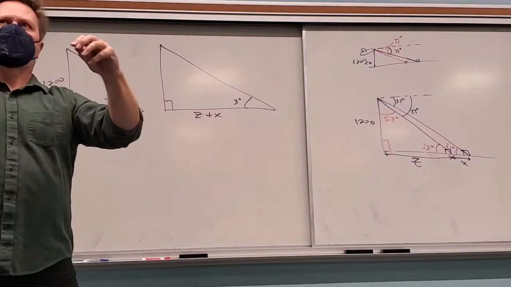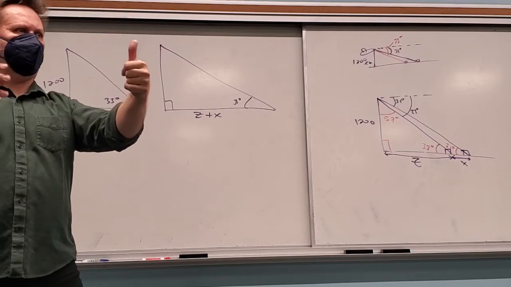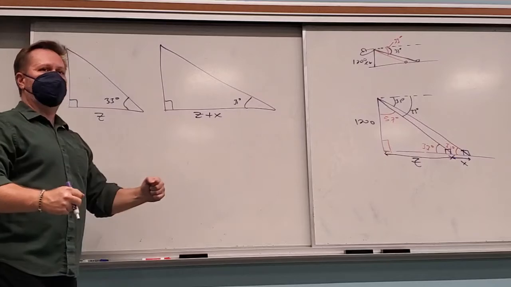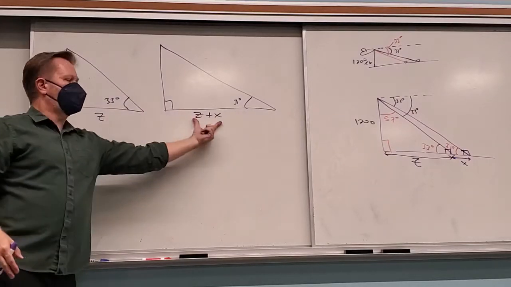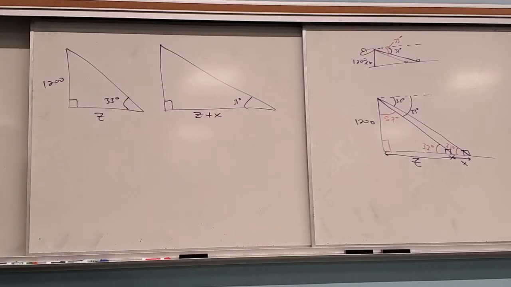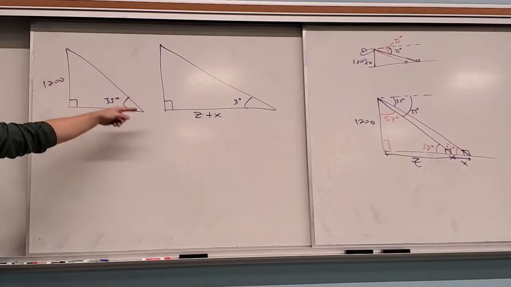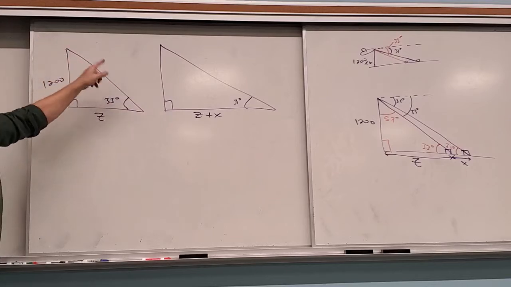What's the next thing I do? Well, label it with what I know. So we did that. We labeled it with what we knew. And what's the next thing? Identify what I don't know that I need to know. We did that. We gave them variable names. Looking at this first triangle, do I care what this is? Do I know what this is? Do they ask me what this is? No, I don't care about that.